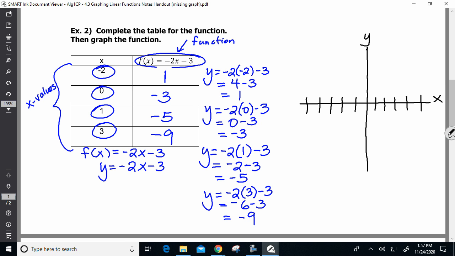The smallest number is -9, so 1, 2, 3, 4, 5, 6, 7, 8, 9, 10. There you go. Now you have a graph. You just drew your own graph.